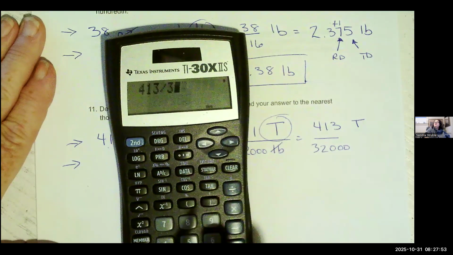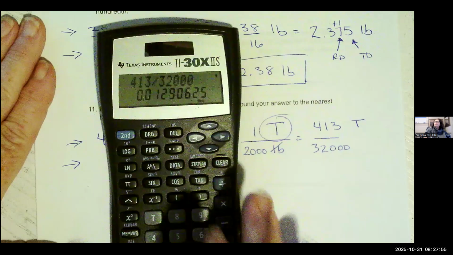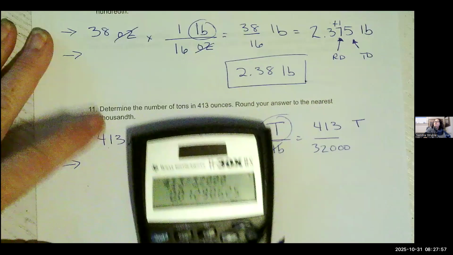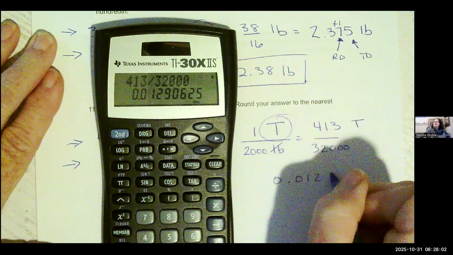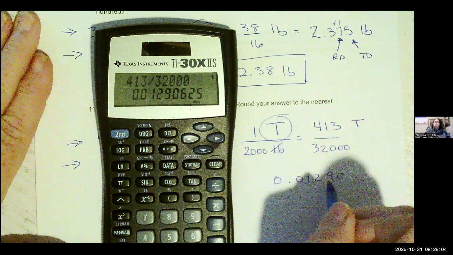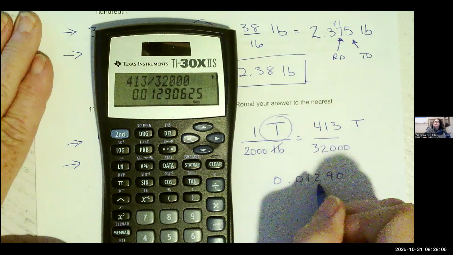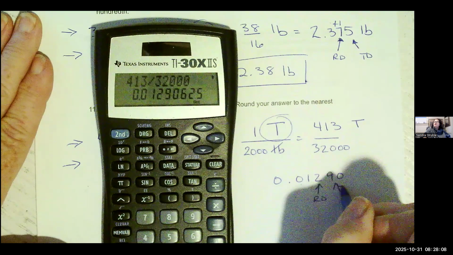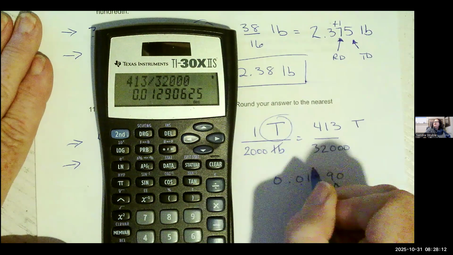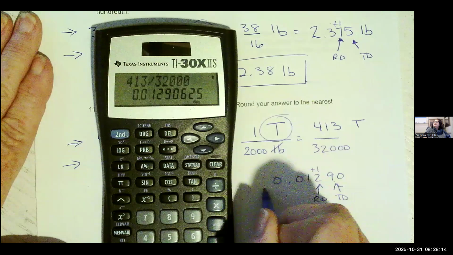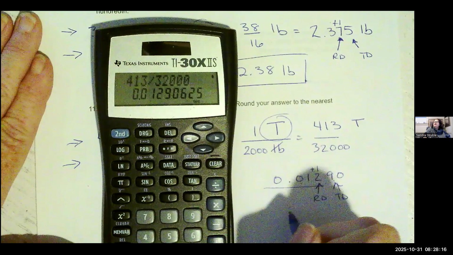And I got, what are we rounding to? The thousandths. So 0.01290. I'm going to stop right there because I know tenths, hundredths, thousandths. There's my rounding digit. 9 is my test digit. It is greater than 5, so I'm going to add 1 to my rounding digit. So that is 0.013 tons.